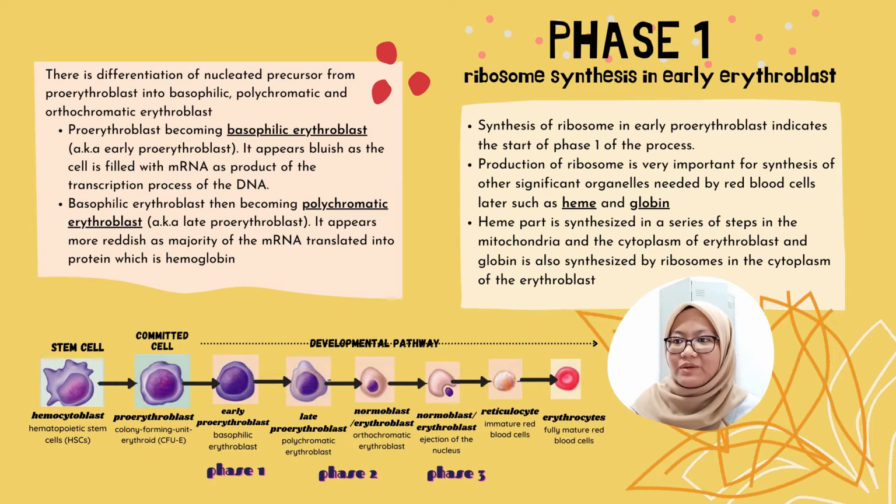So, synthesis of ribosome in early proerythroblasts indicates the start of phase 1 of the process. Production of ribosome is very important for the synthesis of other significant components needed by red blood cells, such as heme and globin, which then form into hemoglobin. The heme part is synthesized in a series of steps in the mitochondria and cytoplasm of the erythroblast, while globin is synthesized by ribosome in the cytoplasm of the erythroblast. So this is phase 1 about ribosome synthesis.